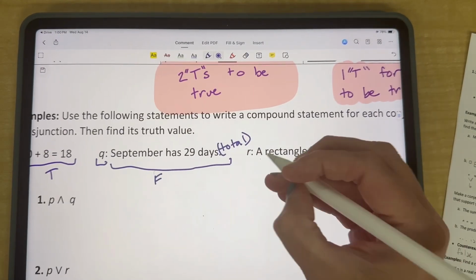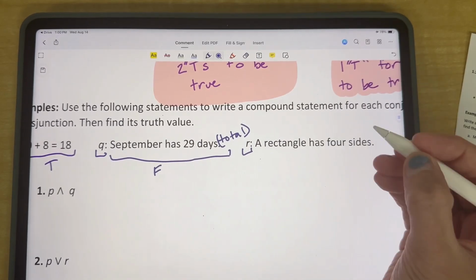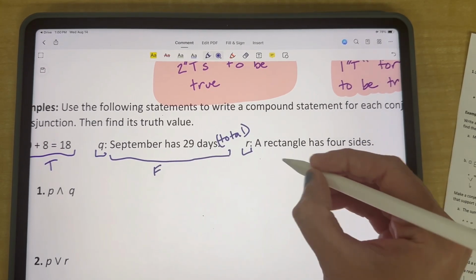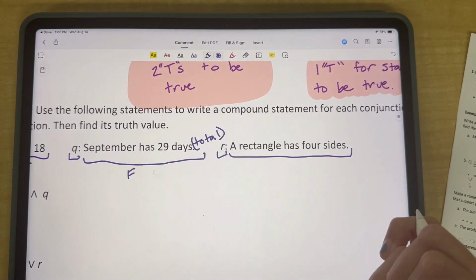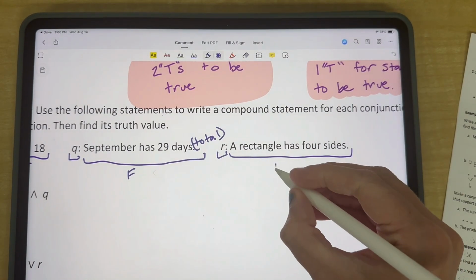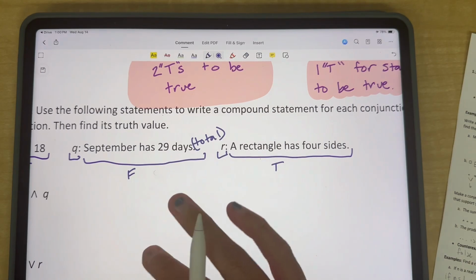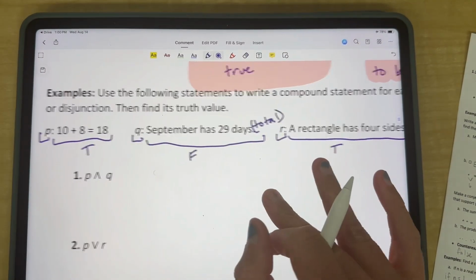Last but not least, R. What is our statement going to be? R is going to be a rectangle has 4 sides. Does a rectangle have 4 sides? Yes, a rectangle does have 4 sides. I hope everyone knows this. I try to pick examples that we all could understand.